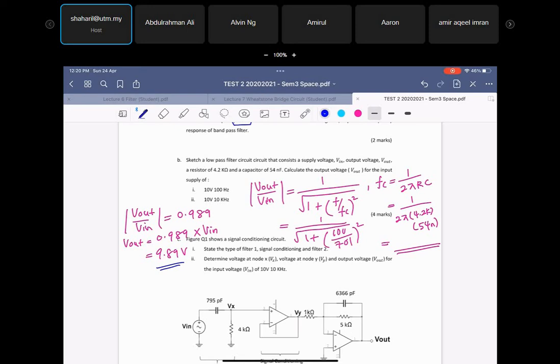This is the example if you want to find what is the amplitude, right? What is the value of V out. So you can see that it has reduced the data a little bit, right? From 10 volt, it reduced to 9.89. Okay, right. That is the calculation.